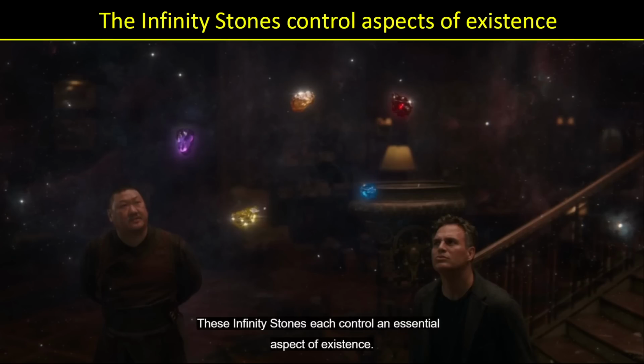All right, so what else do we know? We know that these Infinity Stones each control an essential aspect of existence. That is critical. That is critical. So, all the stones, Soul Stone, Space Stone, Time Stone, most importantly, I'm going to say the Reality Stone, define the essential aspects of existence.